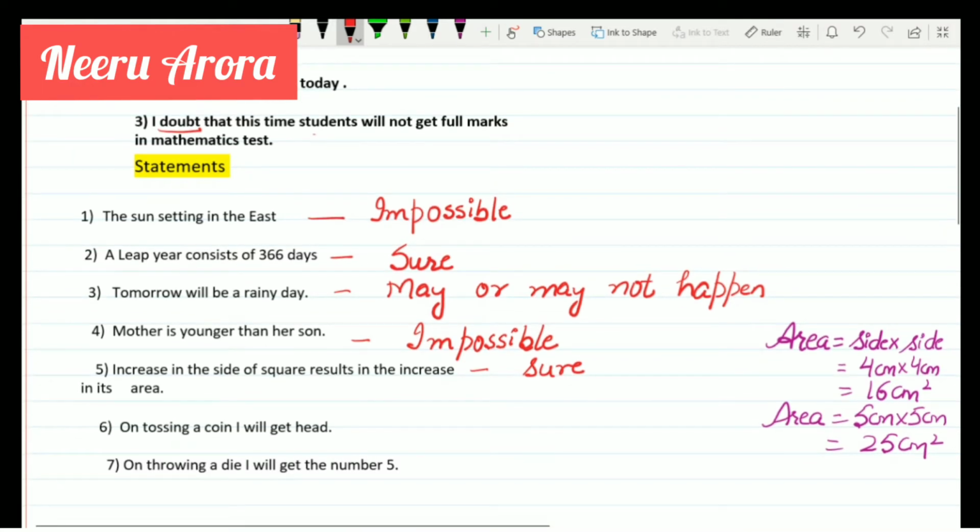Next statement, on tossing a coin, I will get head. This may or may not happen, because there are two possible outcomes when we toss a coin, either head or tail.